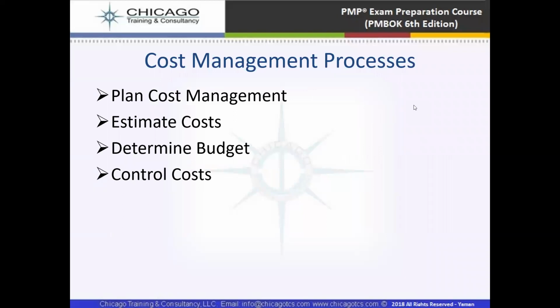Cost management processes. So there are 4 processes in cost management, which are plan cost management, estimate cost, determine budget and control cost.